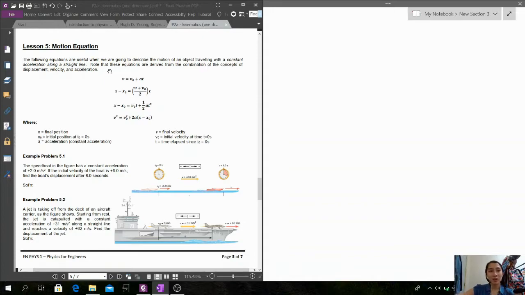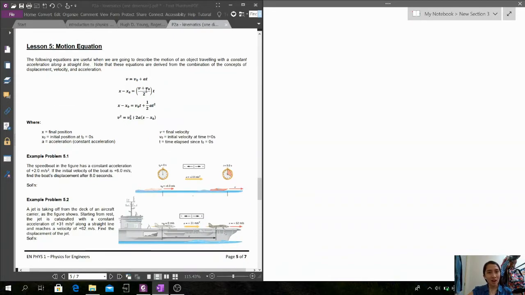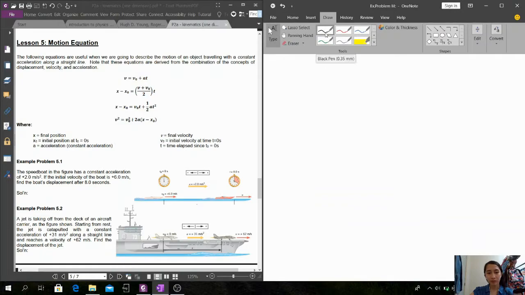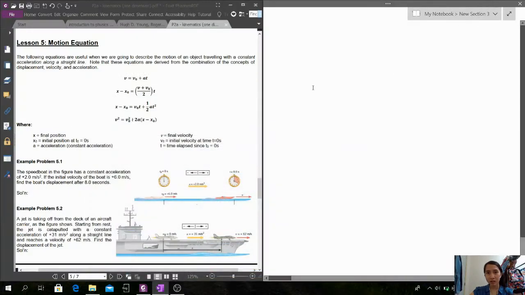In order to derive these equations, we are going to use the help of calculus. First, let us try to derive this first equation here. First we have that the final velocity is equal to the initial velocity plus the acceleration times time.